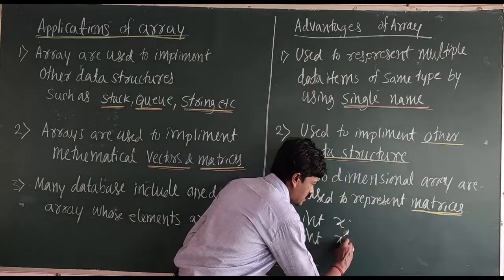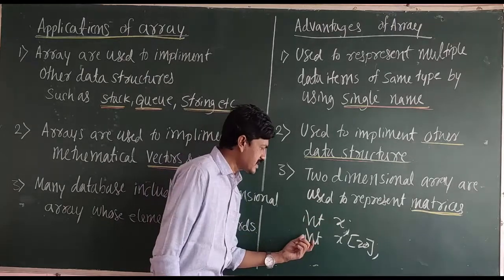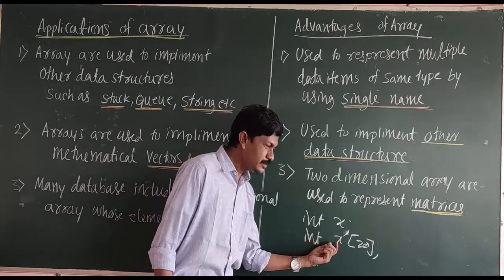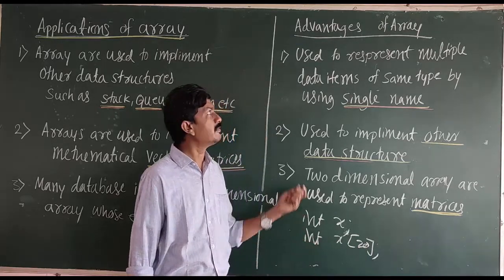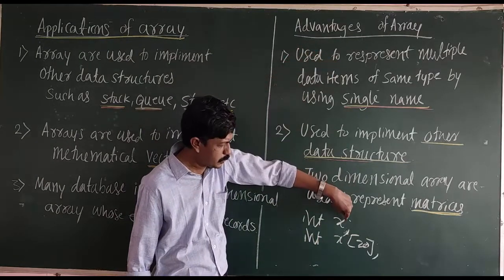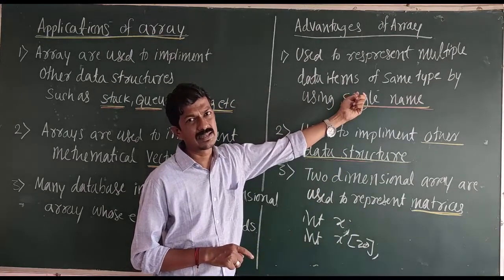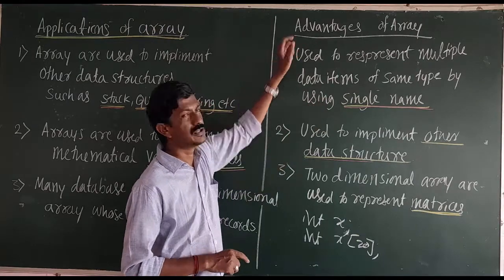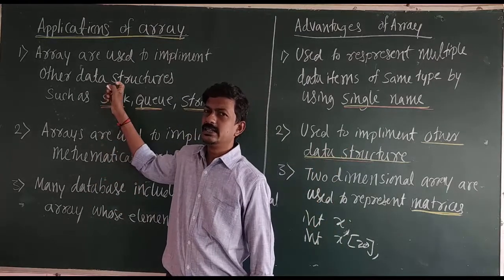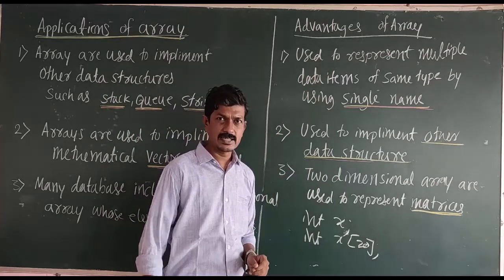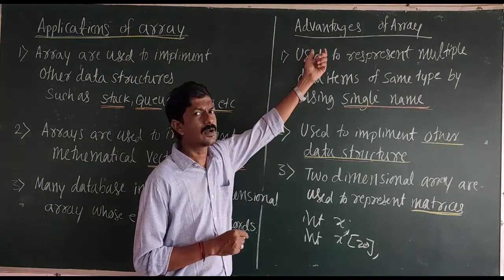The difference between these two declarations: the first one, integer x, is a normal variable declaration, and the second one, integer x of 20, is an array declaration which is able to store 20 different elements under the common name x. A normal declaration holds only one value, but an array lets us store multiple elements of the same type under the same name. The second advantage is that arrays are used to implement other data structures, as we already discussed, like stack, queue, heaps, strings, etc.